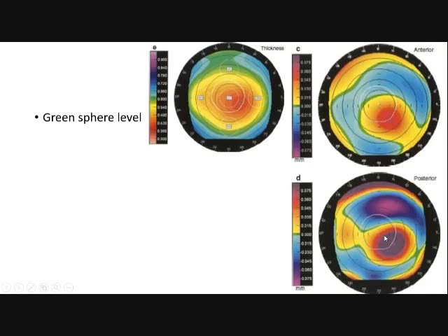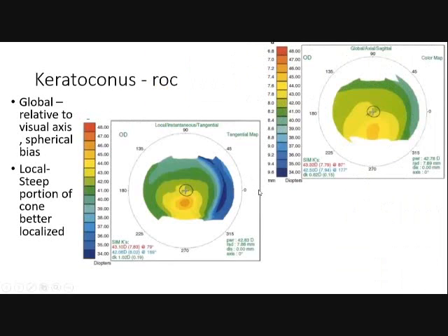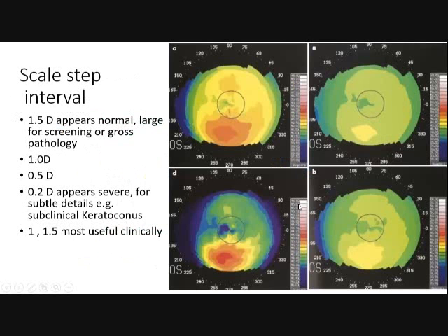So the posterior elevation is something which has caught our attention now. Previously, we were concentrating on two aspects of the keratoconus. One is the corneal power and the second is the pachymetry. Now, this is the third most important thing that usually is considered to be most pathognomonic of keratoconus, an increase in the posterior elevation. Now, this is the concept of radius of curvature and global versus local. I will not go into details of that. The scale step interval is important.